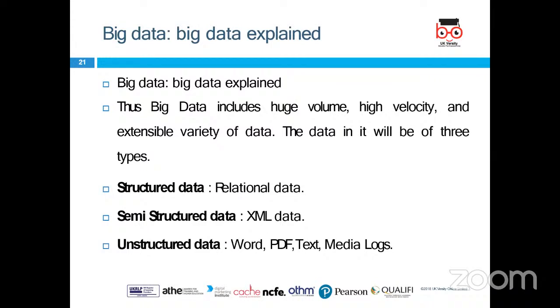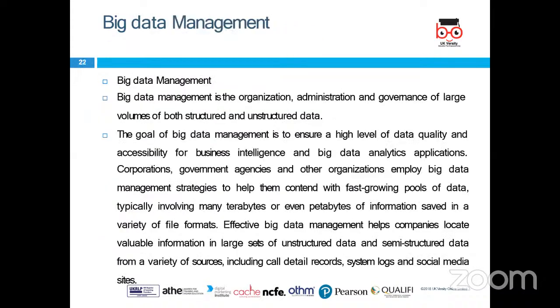So as you can see here, big data explained. Big data includes huge volume, high velocity, and extensible variety of data. The data can be of three types: structured, semi-structured and unstructured data. So once we look into this, it's pretty much related even to machine learning, where the concept is pretty much the same.